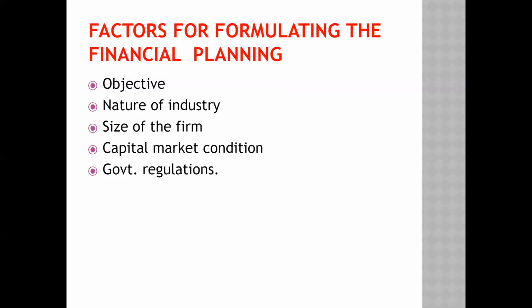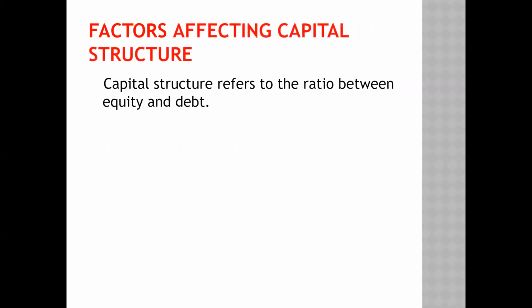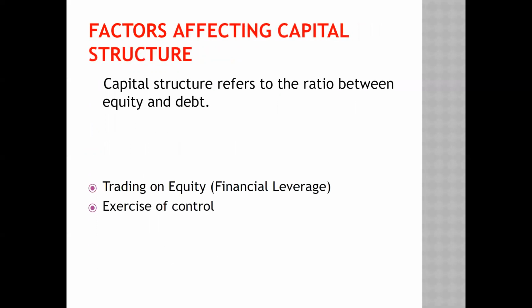And government regulations: financial policies and regulations of the government affect both availability and cost of funds. For example, if there is a reduction in interest, what will happen? There will be more debt capital. They can arrange funds by taking loans at a cheaper rate. Clear? After this, I will tell you factors affecting capital structure.